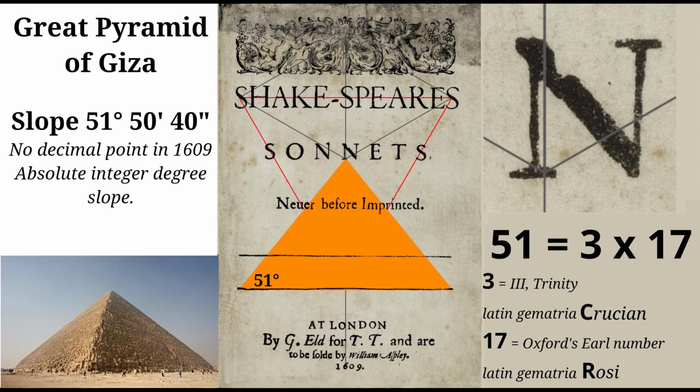51 degrees is the integer component of the slope of Khufu's pyramid in Giza. This value had been public domain information for 2 millennia by the time the sonnets were published. 51 has 2 prime factors, 3 and 17. 3 is the Trinity number, of course, and recurs throughout this cryptography, and it has a Latin gematria of C, which stands for Crucian. 17 is Oxford's Earl's number, and has a Latin gematria of R, which stands for Rosie. Now, these are just coincidences, of course, but the fact that Giza's pyramid has got an integer slope of 51 is exactly the kind of coincidence that they focus on.